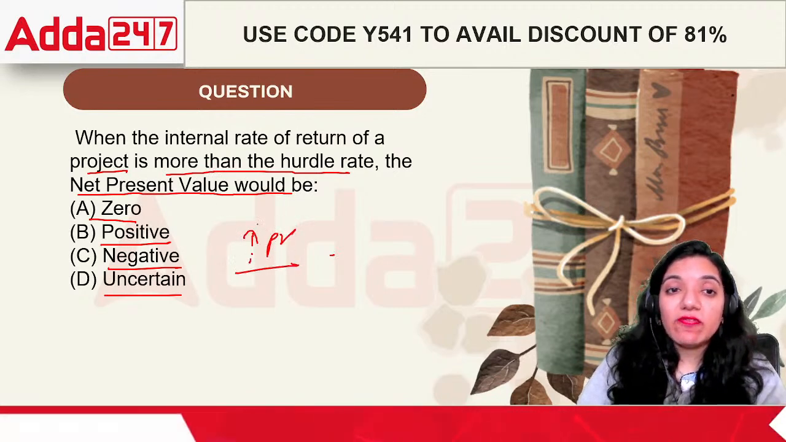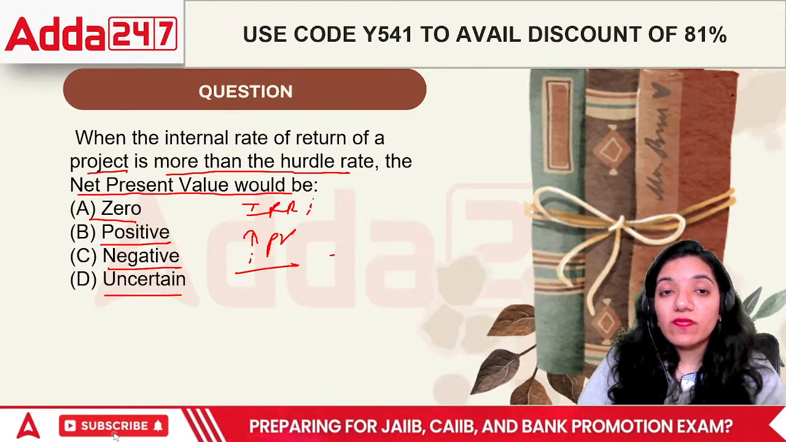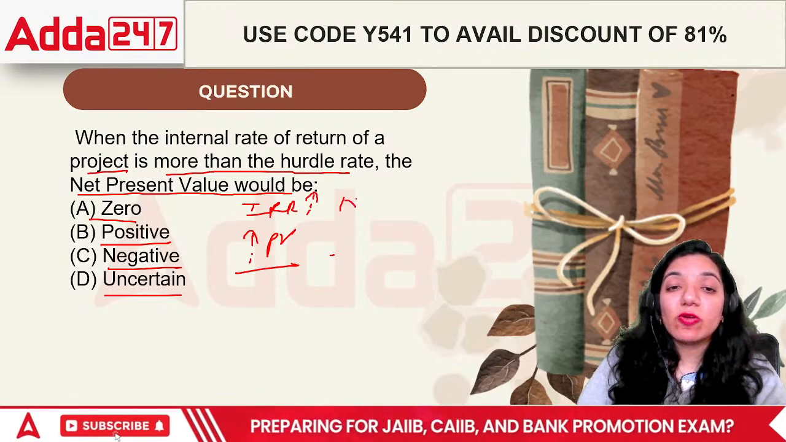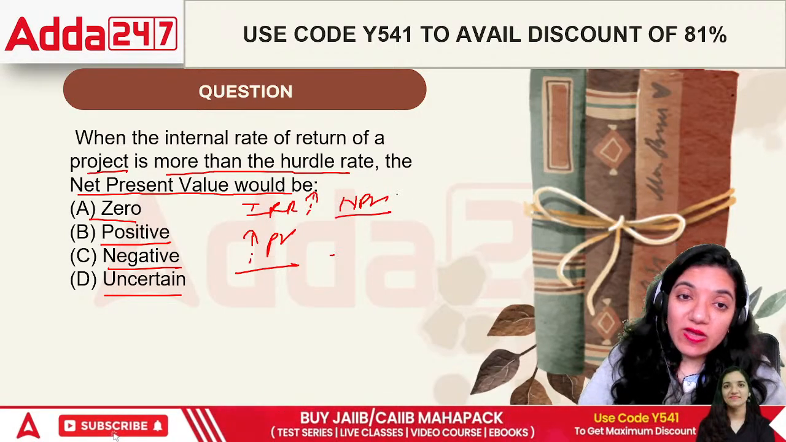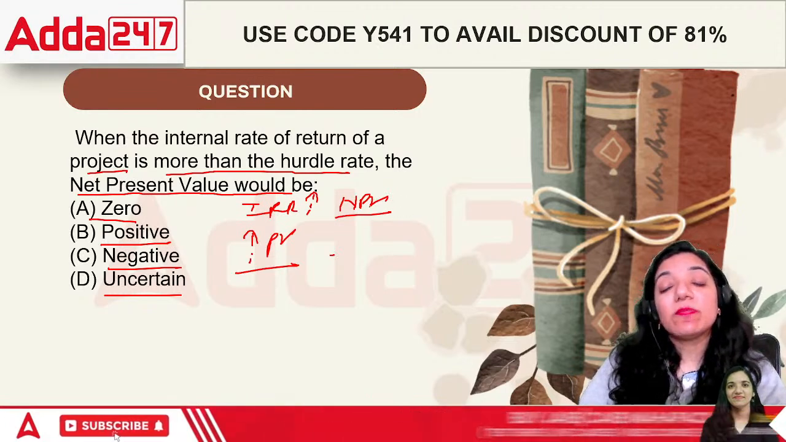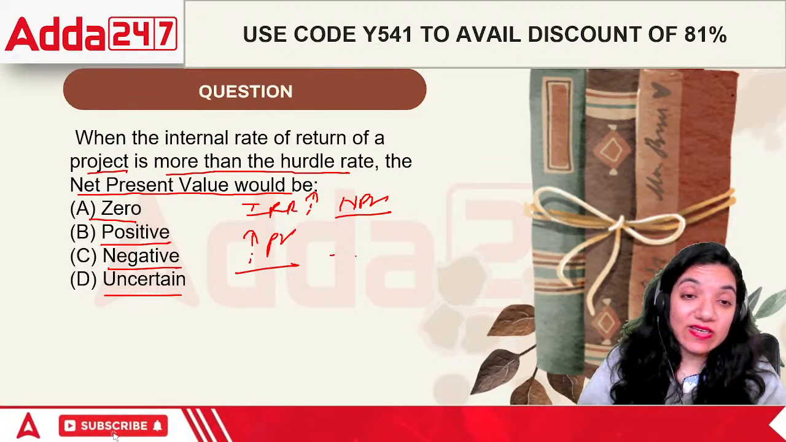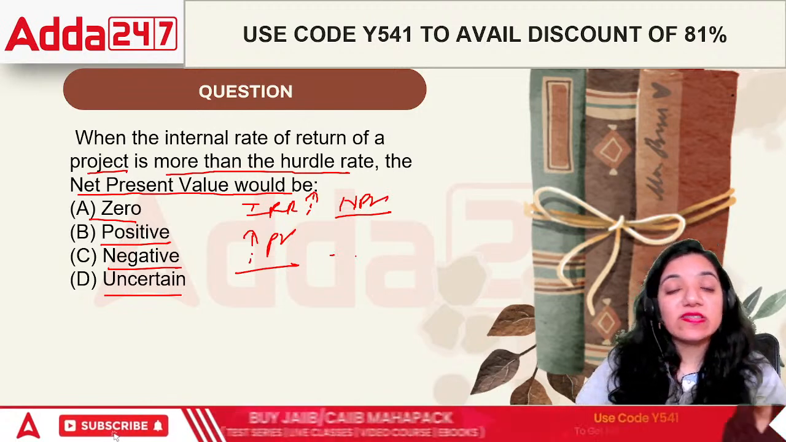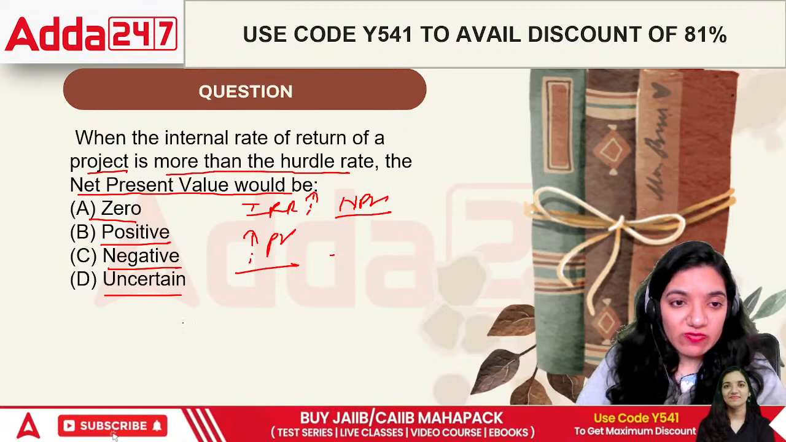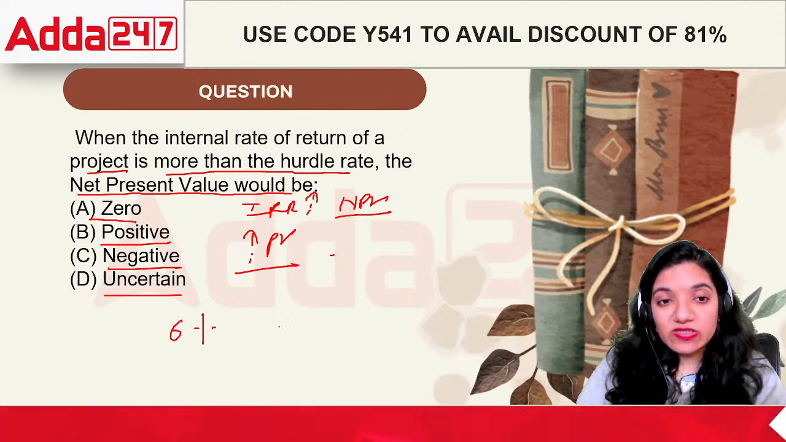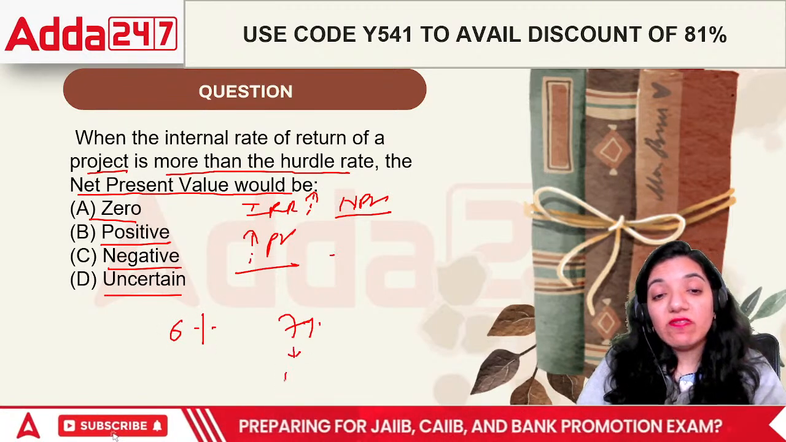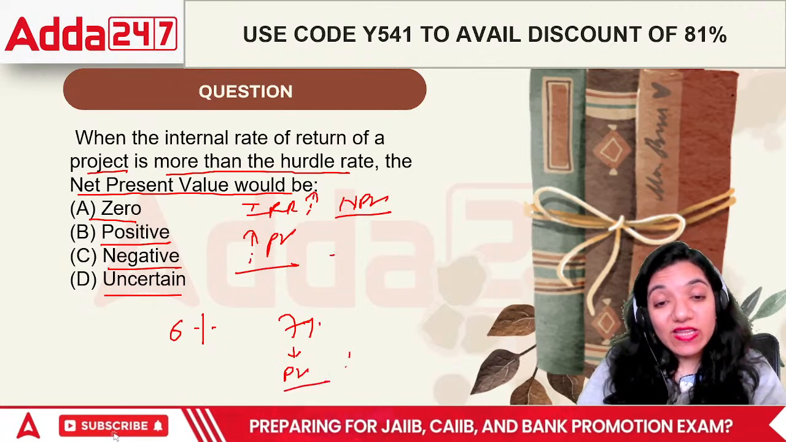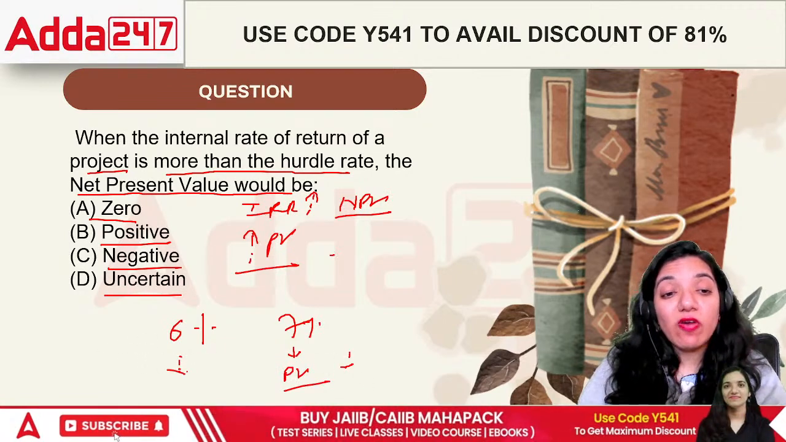That's the rule. If your rate is more, then the present value of the cash flows would be a little less. Let me give you a brief example. If we have 6% and 7%, the PV at 7% would be less, while the PV at 6% would be more.